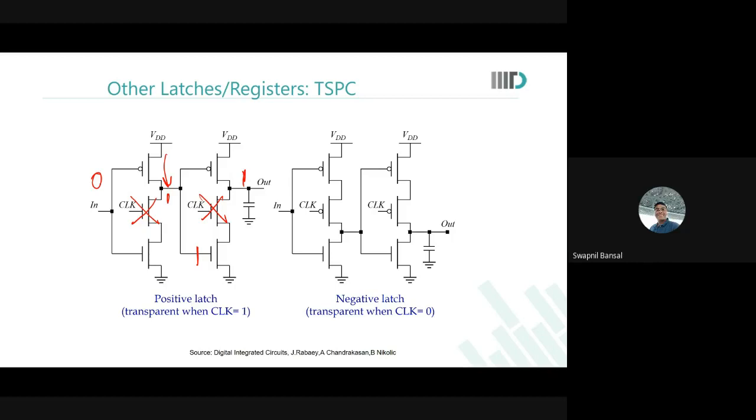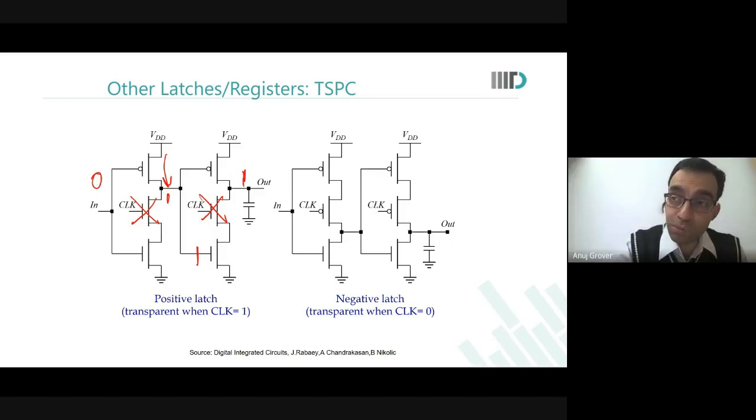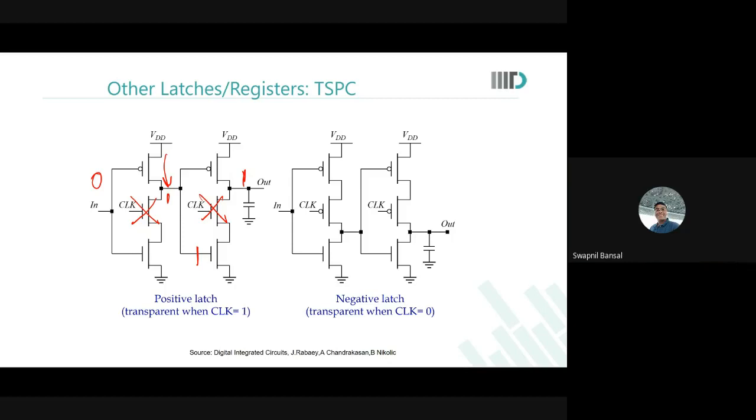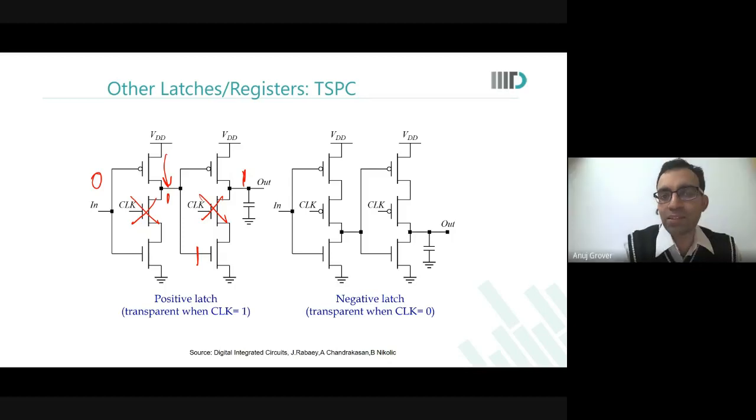Right, it is holding also. So therefore, what Setu just asked, that this is the dynamic. Yes, this is the dynamic latch. Exactly, because it is holding its information on a capacitor.